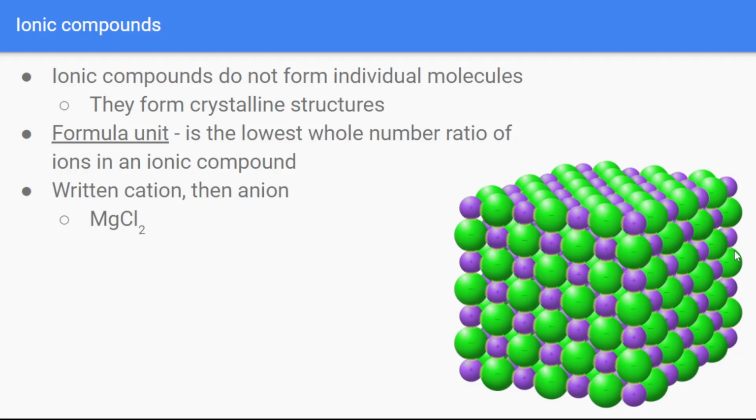Ionic compounds don't form molecules, they form crystalline structures. We call this structure a formula unit, and that is the lowest whole number ratio of ions. So we don't say an ionic compound sometimes, we just say a formula unit. The formula is written as cation then anion, and so is the name.